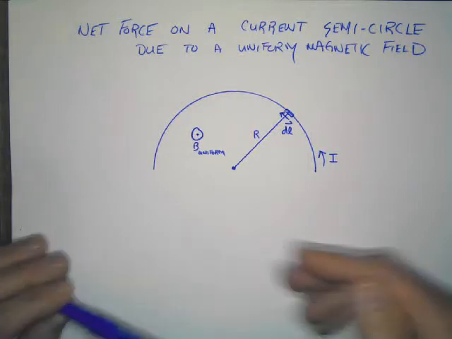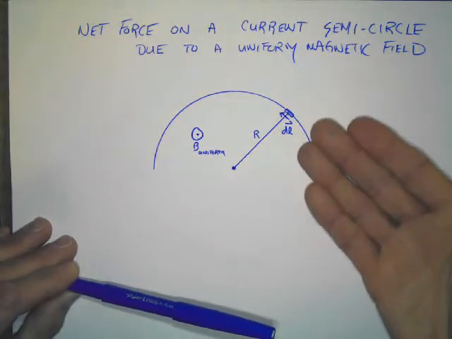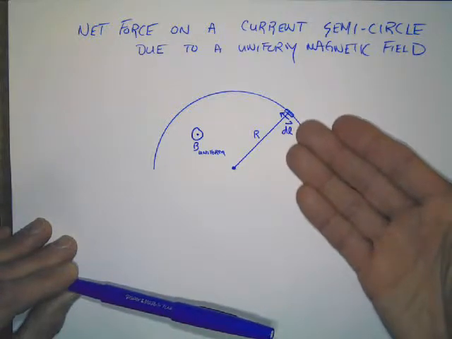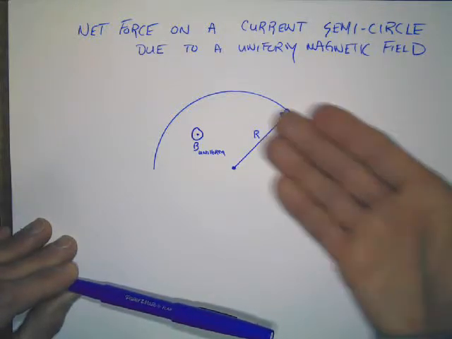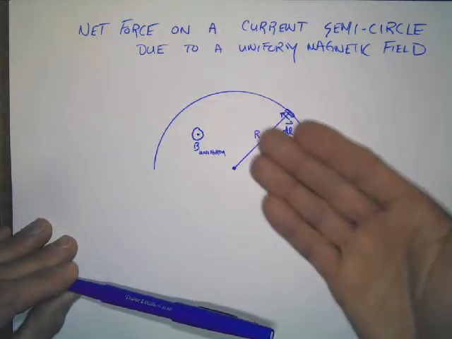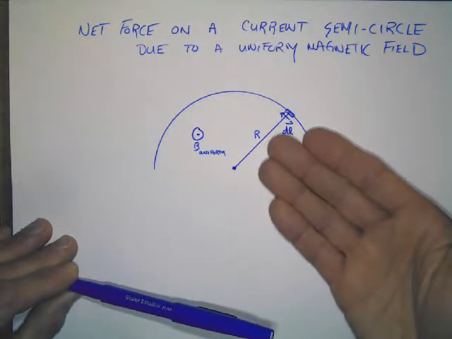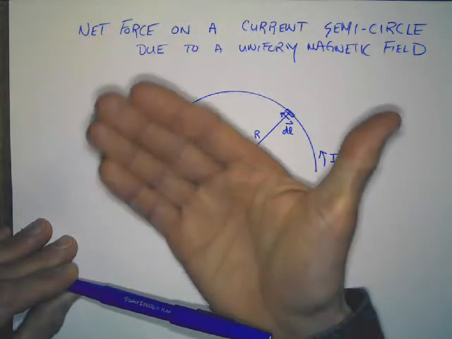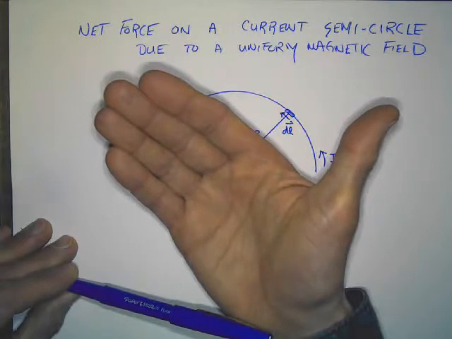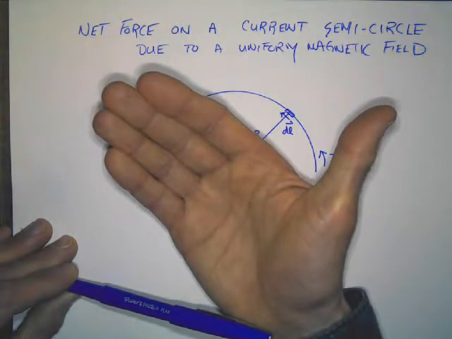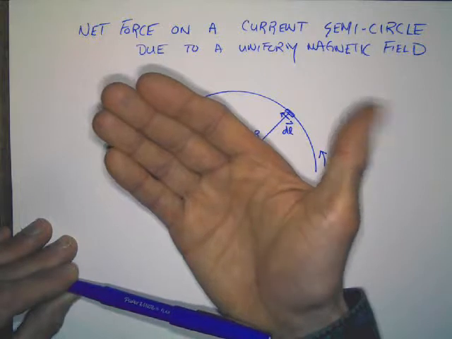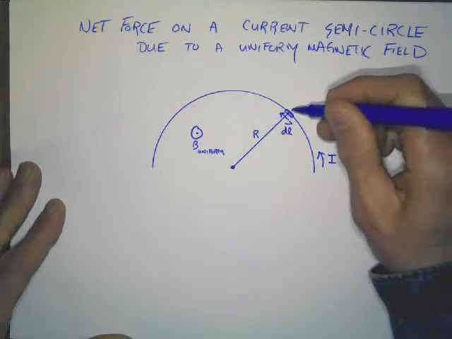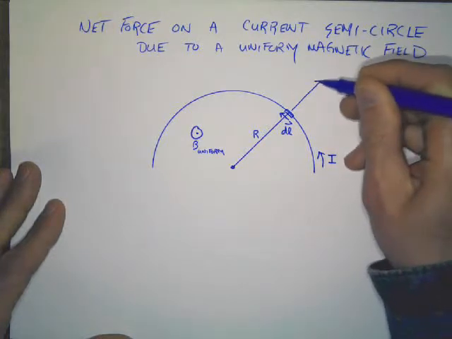And so what you're going to do is put your fingers in the direction of dl. All right, so they go that way. And you want the palm of your hand to be facing up, because that's the direction of the magnetic field. And you'll find that the direction of the force is going to be basically pointing radially outwards from that point. So notice that my thumb is like continuing the radius. That's actually going to be the direction of the force.